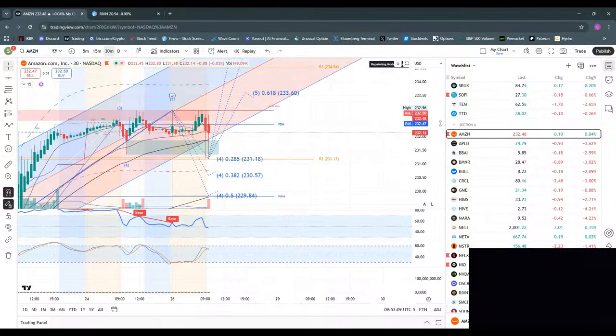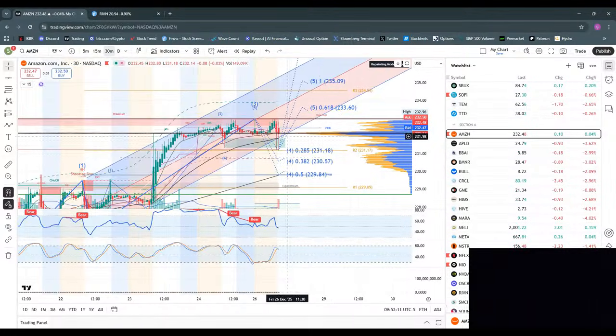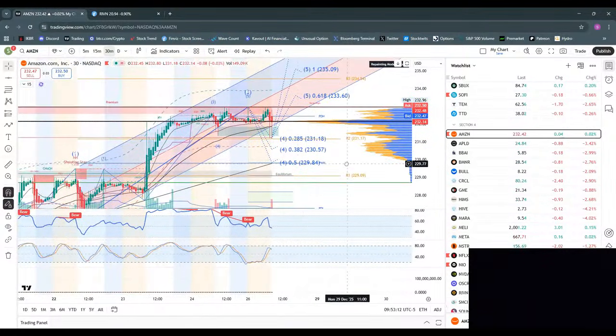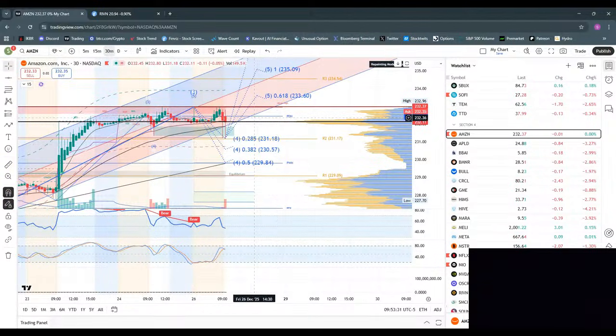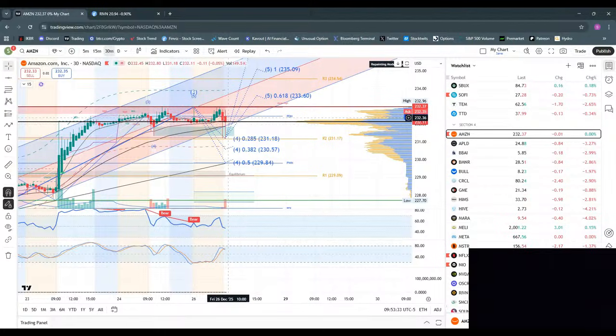Looks like the sell-off has failed. Where is it coming from? Liquidity grab at this point. It failed to break the high of this candle. All these candles were engulfing. If the next candle is green, if it opens green on the 30-minute time frame, you take the entry on Amazon again. Long entry.